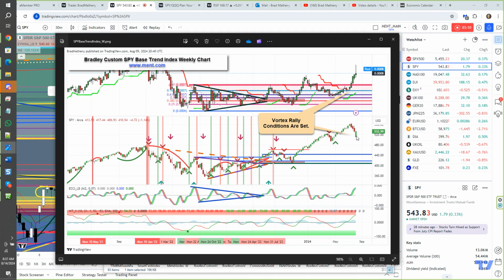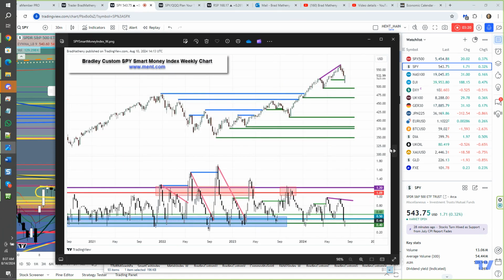We have the SPY setting here, a big, deep low. I wrote to my subscribers that vortex rally conditions were set last week off this big, deep low, partly because we had seen this deep rotation here in the smart money index, which is indicating, as you can see, these lows down here below 40 or 50. Those are typically what happens, like you see here, in an uptrend. You stay away from this upper channel and you bounce off this lower channel in an uptrend.